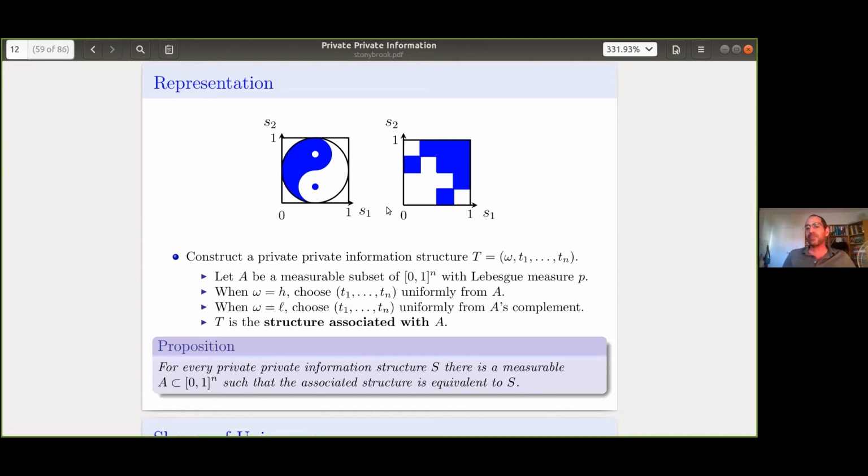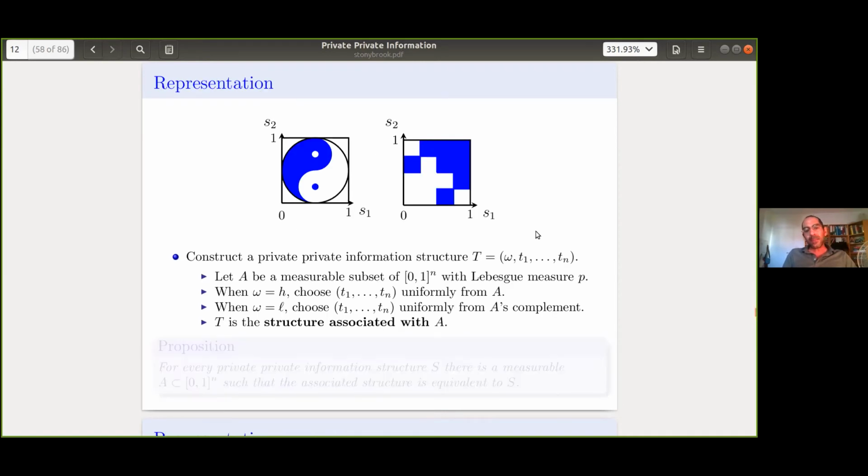Whenever you have a private information structure S, there's going to be some measurable blue subset like that, such that the associated structure is equivalent to S. So as long as I'm only interested in things up to equivalence, and remember, equivalence just means that it induces the same posteriors in the agents, I can just assume that this is how I construct information structures. Okay. Private information structures.